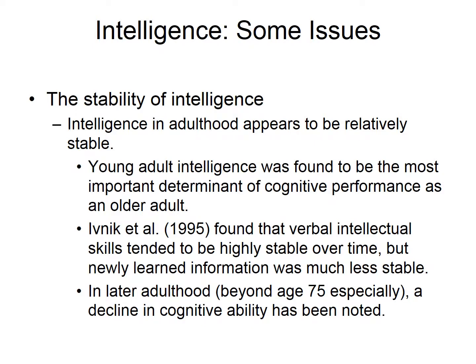You can think about that when you've freshly left a lecture: probably a lot of the information is available to you. But if you do not review that information, if you don't take a test on that information, very quickly, within days or weeks, a lot of that information is lost. So a part of intelligence is the knowledge that we learn, but our knowledge itself tends to be a little less stable over time. And we also know that the stability of intelligence does tend to decline. Many of our cognitive abilities tend to decline in later adulthood, especially beyond age 75.